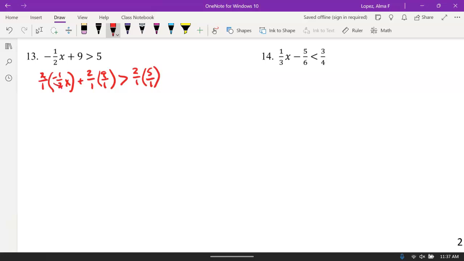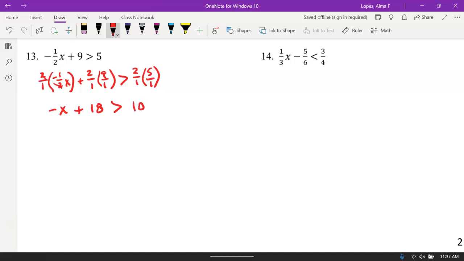So the 2's cancel here, and I end up with a negative 1x. Here, nothing cancels. I multiply straight across. 18 over 1 is just 18. And 2 times 5 over 1 times 1 is 10 over 1, which is just 10.